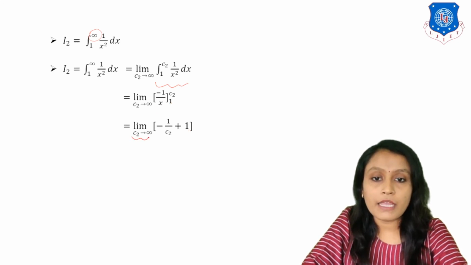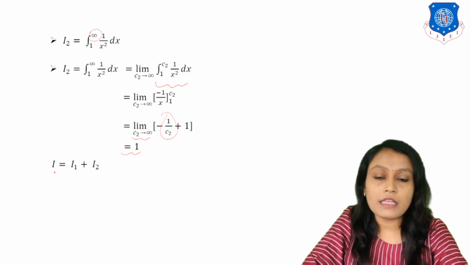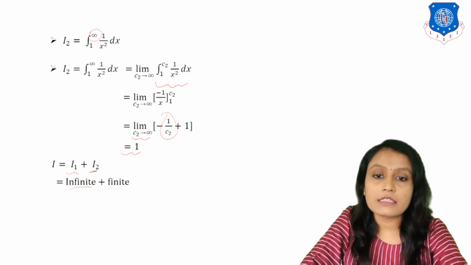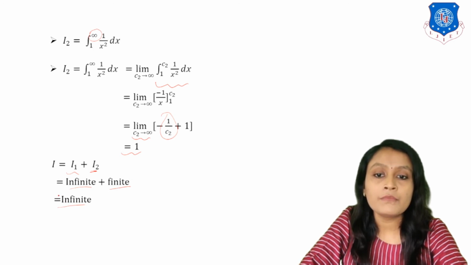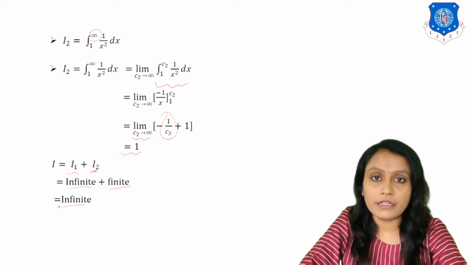Okay, now apply this limit. So limit c2 tends to infinite, so 1 upon infinite, so this term will go to 0. So what will remain is 1, right? So this is the answer of I2. Now the final answer of I is I1 plus I2. Okay, now the answer of I1 is infinite and the answer of I2 is finite. So the combination of these two answers is what? Infinite. Okay, so we have the answer as infinite for this improper integral.